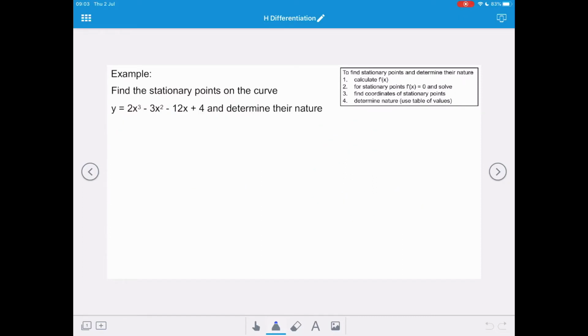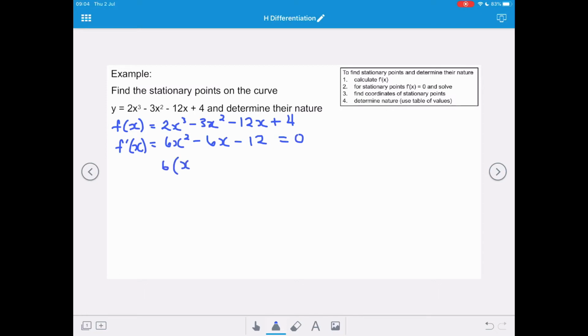Now in this example, we want to find the stationary points on the curve y equals 2x cubed minus 3x squared minus 12x plus 4 and determine their nature. So the first thing we need to do is calculate the derivative. So f of x is going to be our curve 2x cubed minus 3x squared minus 12x plus 4, and we need to differentiate that. And so f dash x is going to equal 6x squared minus 6x minus 12. And because we know that the gradient of a stationary point is 0, we're going to equate that to 0.